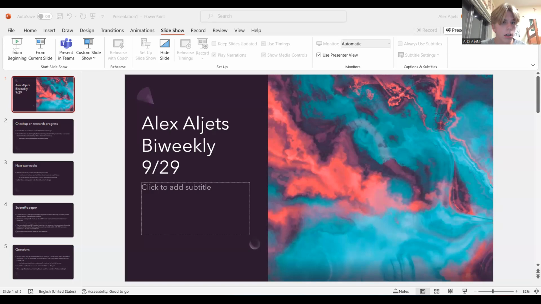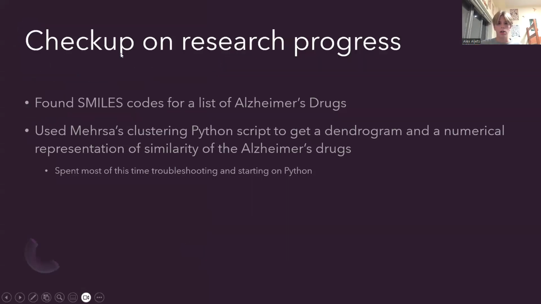And so, a checkup on my research progress. I found SMILES codes for a list of Alzheimer's drugs in a big Excel spreadsheet. And I used MRSA's clustering Python script to take that list of drugs and spit out a dendrogram and a numerical bracket that I am interpreting as how similar those drugs are.